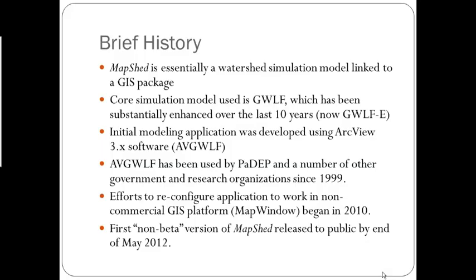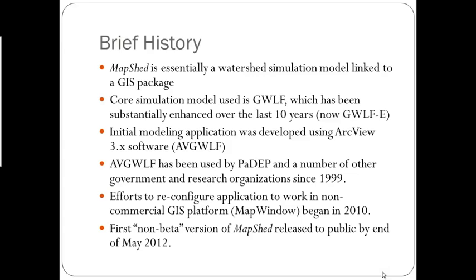First, I'd like to give a brief history on MapShed. This package is essentially a watershed simulation model that is linked to a GIS package. The core simulation model that's used in MapShed is something called GWLF, which stands for Generalized Watershed Loading Function Model. This is a model that was originally developed at Cornell University. We built it into our modeling tool, and it has been substantially enhanced over the last 10 years or so, to the extent that it is now called GWLFE for enhanced.